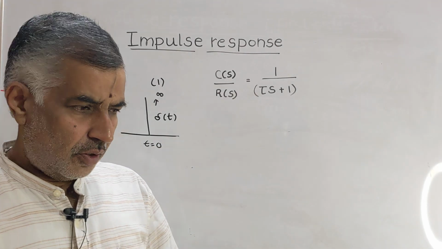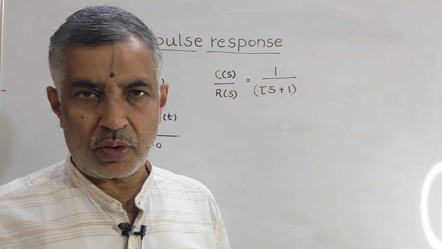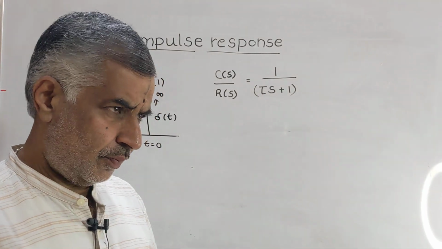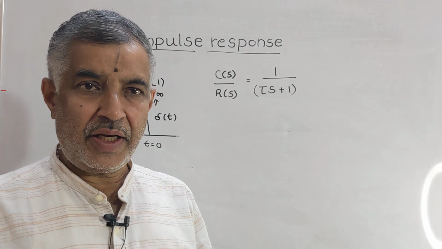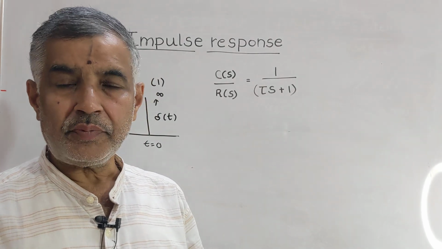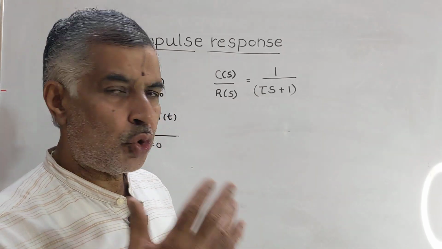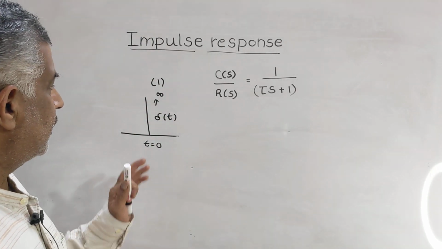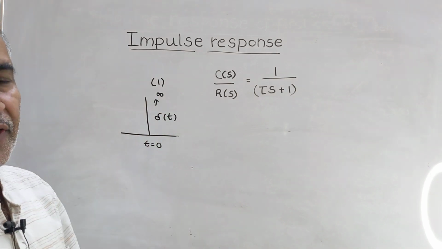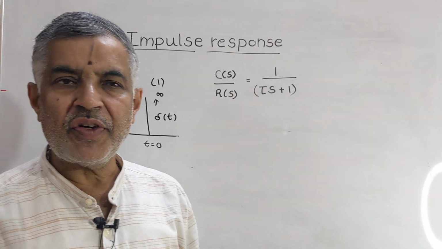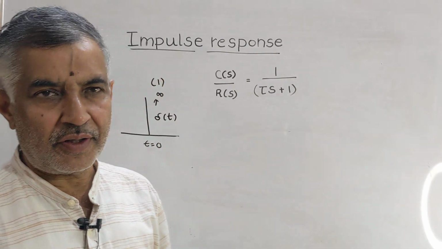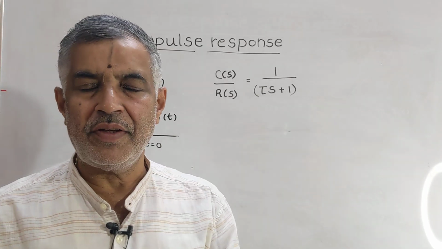And in nature we come across thunderstroke. So thunderstroke acts at a particular instant of time. It is not going to be continuous, it is a very huge value, and that is what is called as impulse function. So this impulse function is a student friendly function because its Laplace transform is unity.